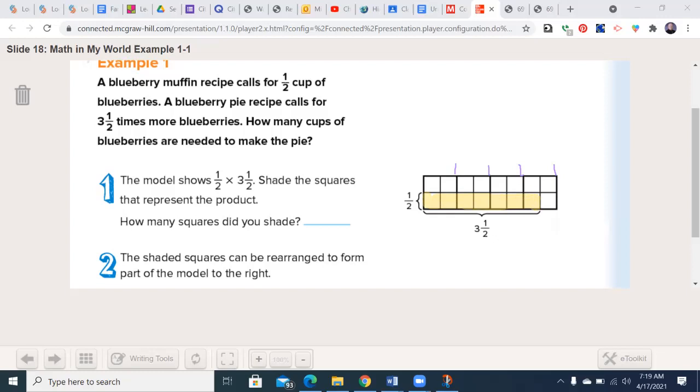So now I have that shaded in. How many squares did I shade in? 1, 2, 3, 4, 5, 6, 7. So if you said 7, you're right. But you could have also, as you may have noticed, 3 times 2 is 6, plus 1 is 7. So now we can go ahead and rearrange them on our next part.